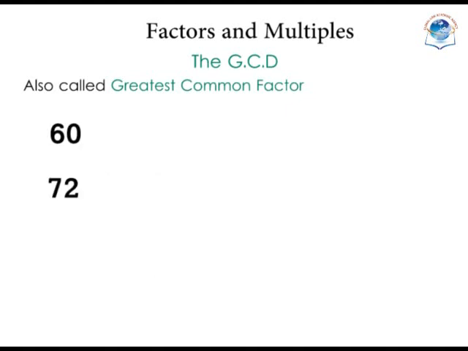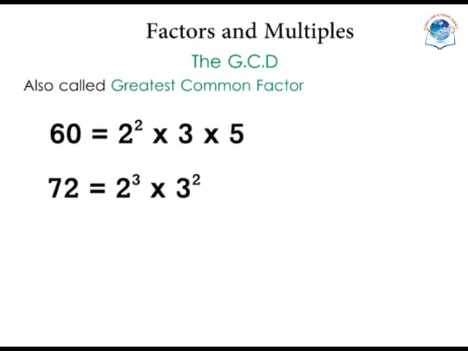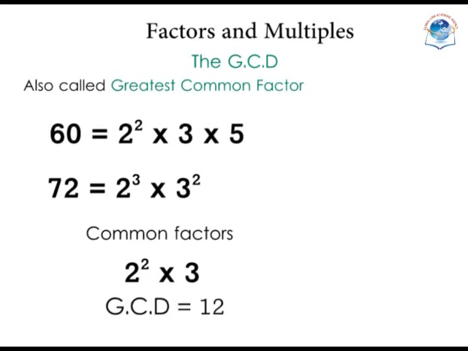Consider 60 and 72. 60 is equal to 2 squared times 3 times 5. 72 is equal to 2 raised to power 3 times 3 raised to power 2. The common factors are 2 raised to power 2 times 3, and that gives us 12. So the GCD of 60 and 72 is 12.